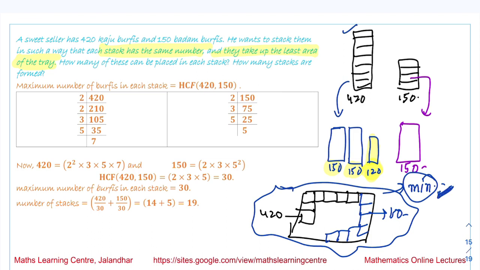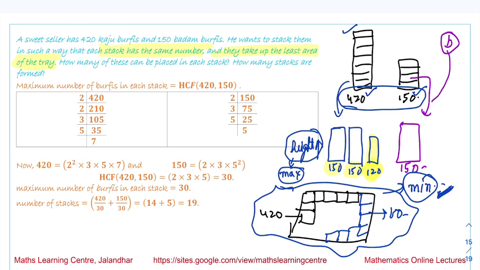The area covered on the base will be minimum if this height over here will be maximum. So it means what we want to do is find a number that divides both 420 and 150, and that should be the largest number. Suppose I find some number b that divides both these values, and I am saying the stack that I am forming should contain these many burfis. So this is the largest number I am talking about.